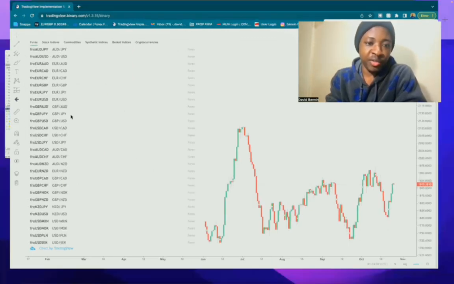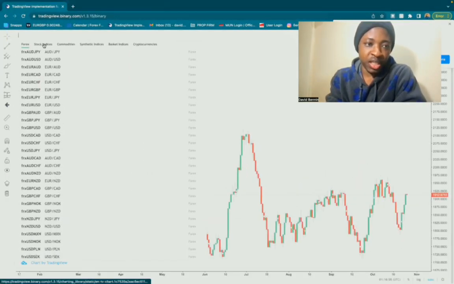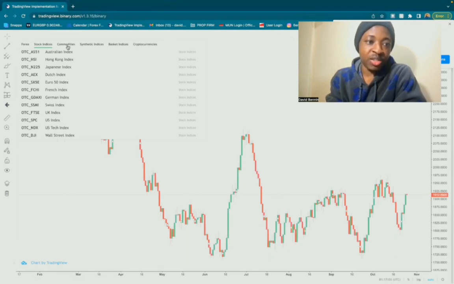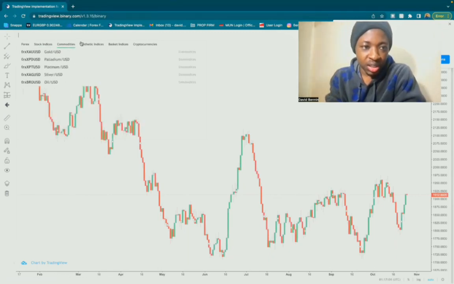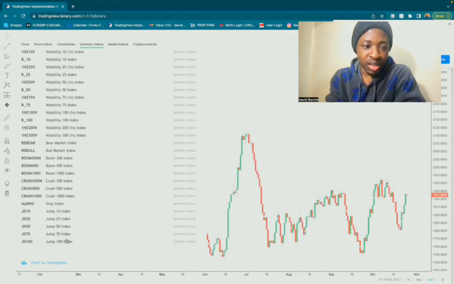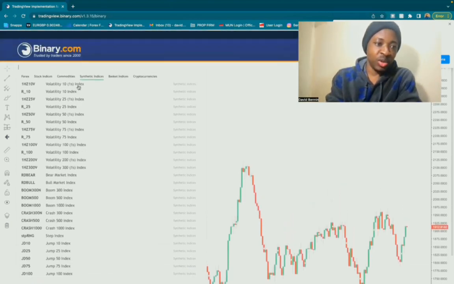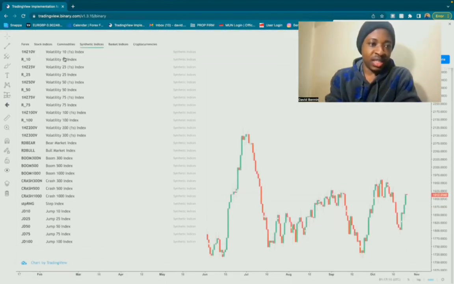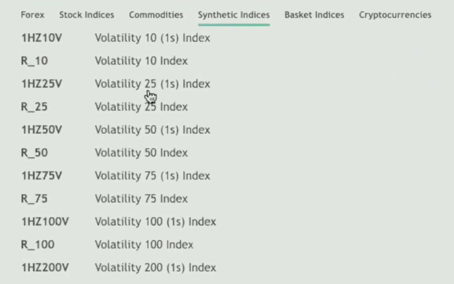So you can analyze your forex pairs here. If you put it to forex, you have stock indices, commodities, synthetic indices. So these are the ones that we are looking for. These are the synthetic indices. So we have the volatility indexes: volatility 10 (1s), volatility 10, volatility 25 (1s), volatility 25, volatility 50 (1s), volatility 50, volatility 75 (1s), volatility 75, volatility 100 (1s). These are all volatility indexes.